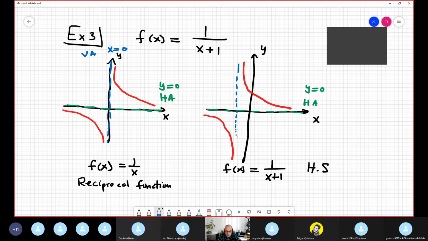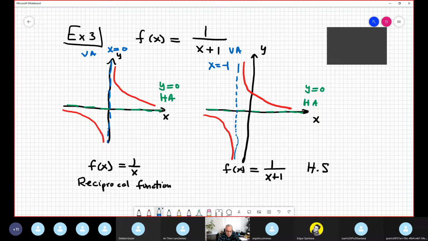So we have here now the vertical asymptote at x equal -1. This value, by the way, is undefined. -1 plus 1 is 0 in the denominator, right? That is the reason it is a vertical asymptote.